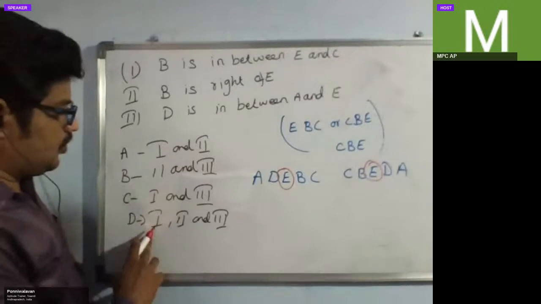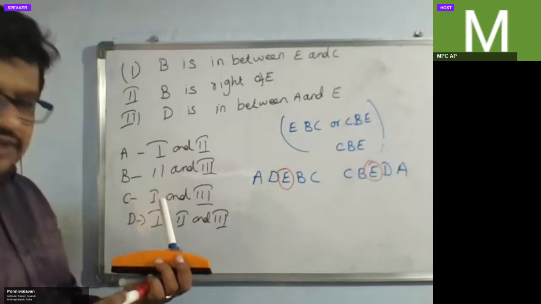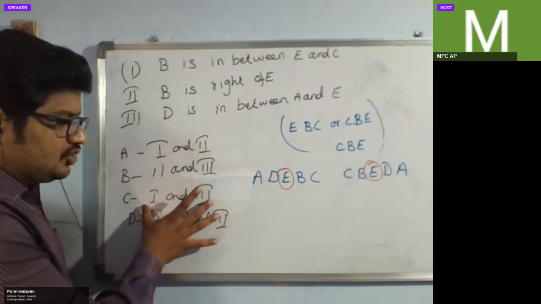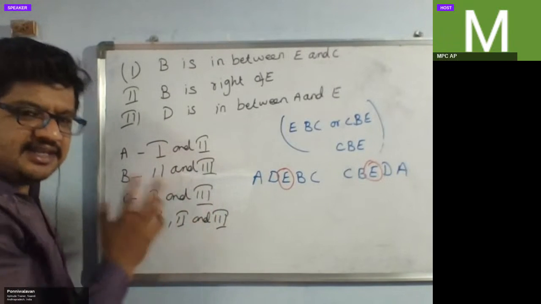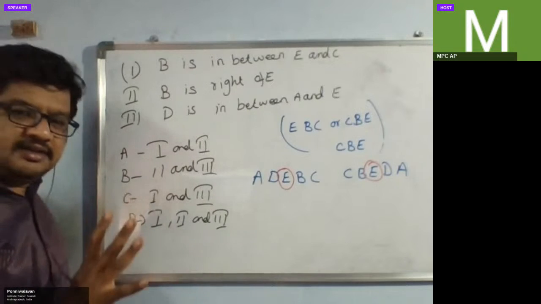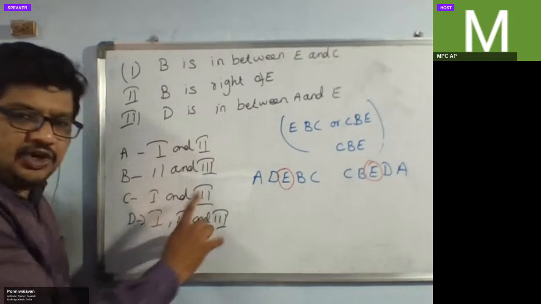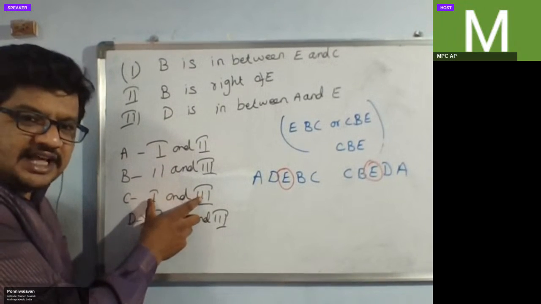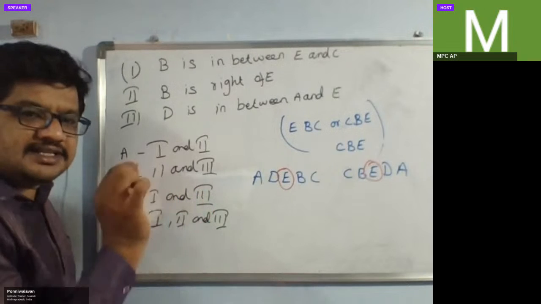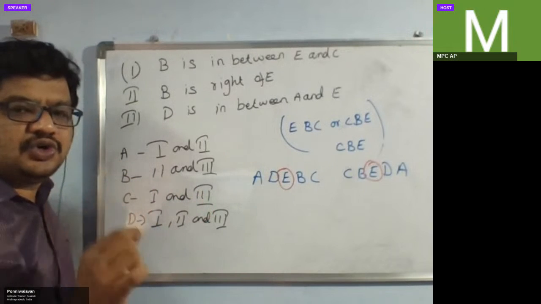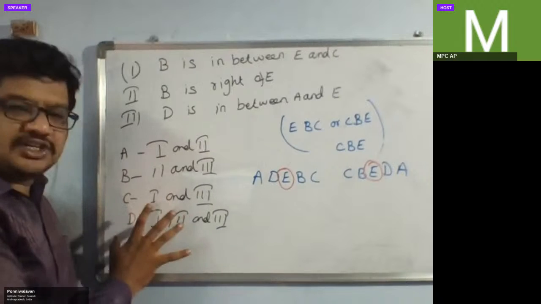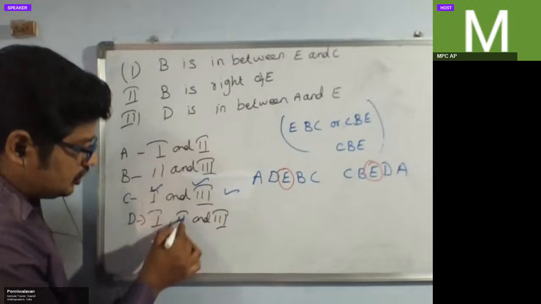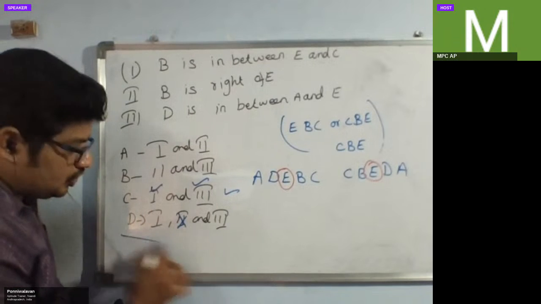Okay, D option 1, 2 and 3. Listen, if you are able to find with the 2 statements, this is necessary. From this alone we can find, right? Because the question is, who is sitting in the middle? From these 2 statements we can find it. So the second one is unnecessary. So, don't choose this one.